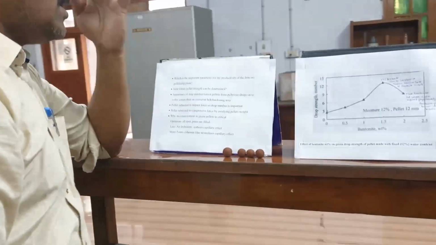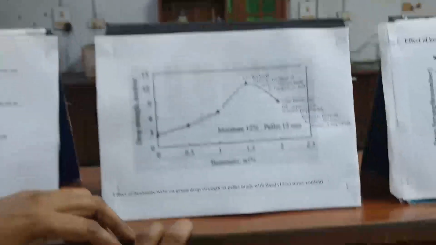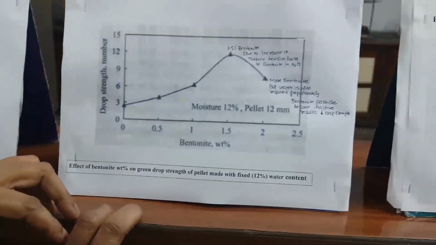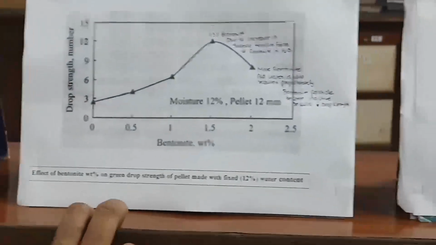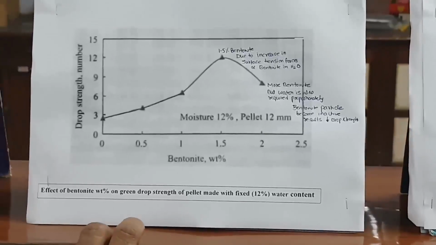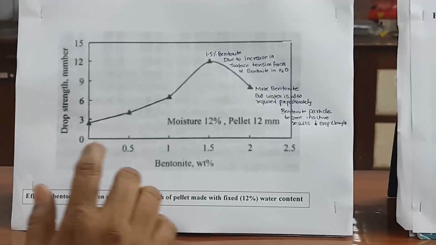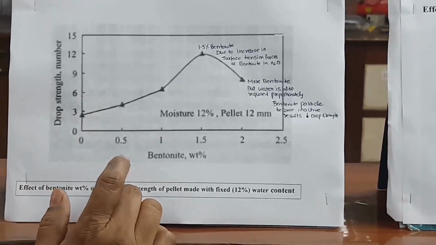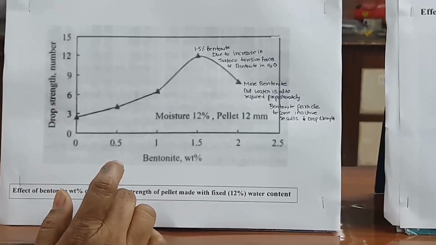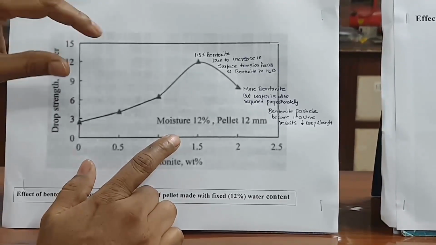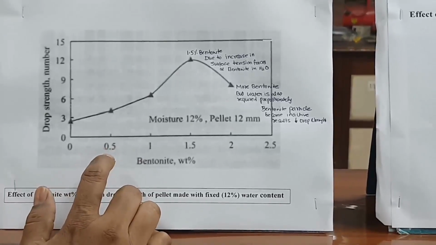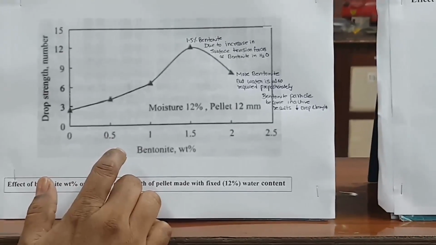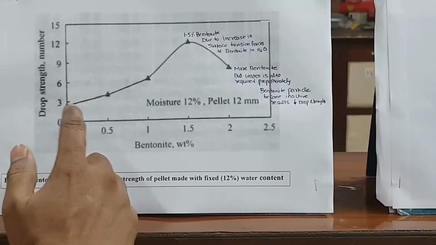When we go to the literature, they have also taken iron ore pellets. The relation between the drop strength and bentonite we have seen here. Here, what did they check? They checked the drop strength. What is the variation here? They kept the moisture constant, that is 12%. The pellet size is also constant, that is 12 mm. So when they increase the bentonite percentage in that iron ore, what will happen?